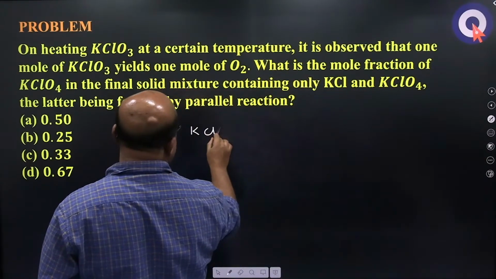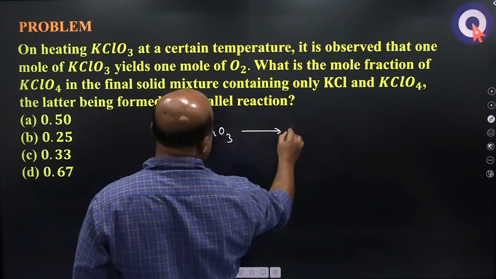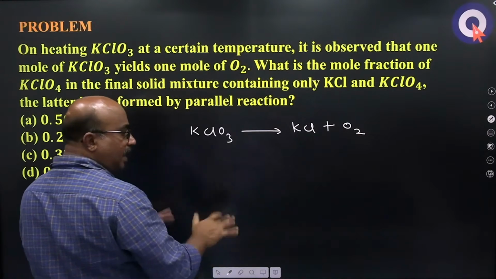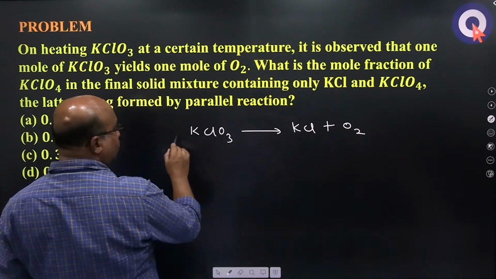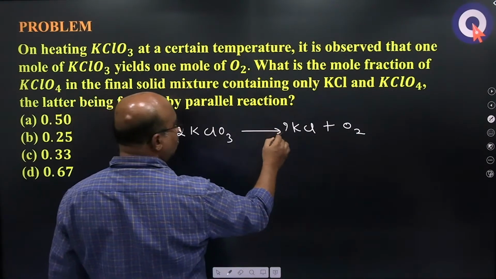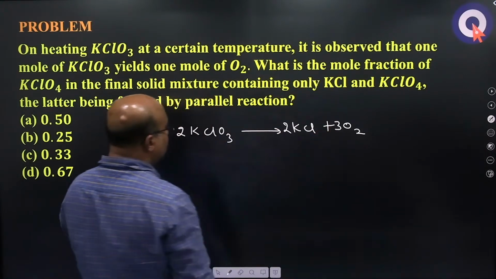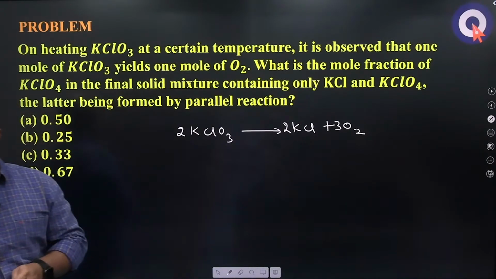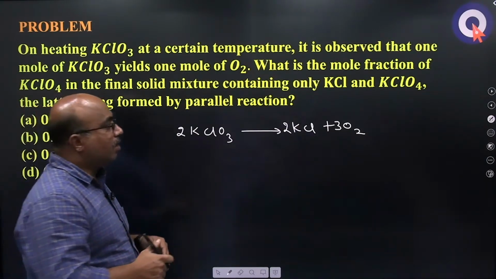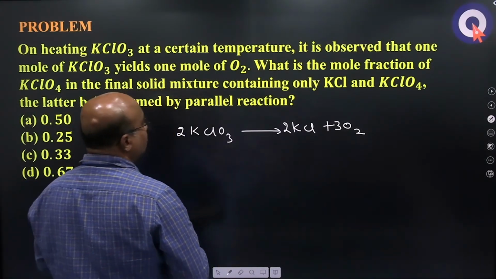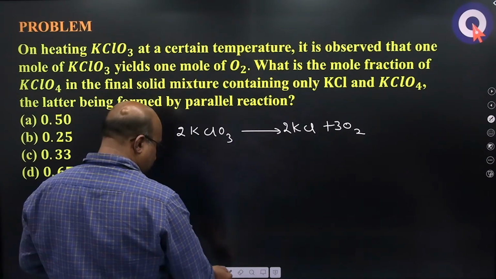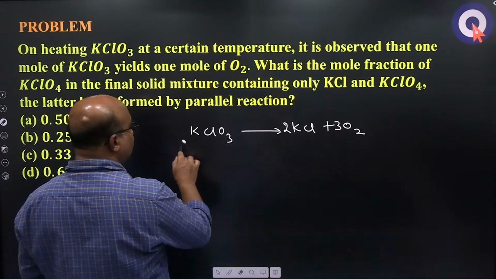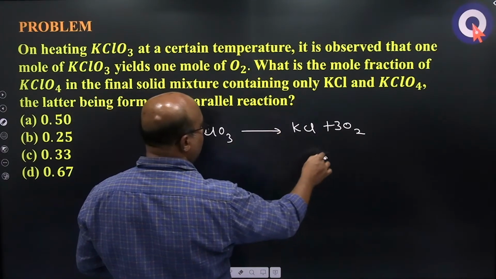Means let us say if KClO3 is heated, you will mostly get KCl and O2. Suppose you write like this, then this is 2 moles, and this we will say is 3. So 2 moles is giving 3 moles. Getting it? So that may not be the case in this situation, because the given condition will not be satisfied.